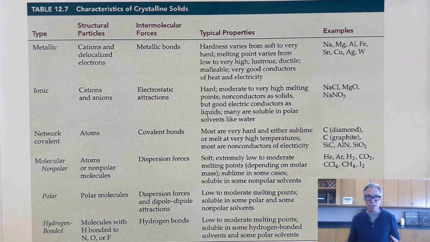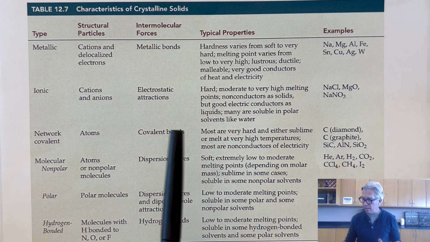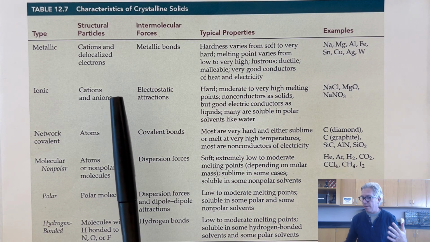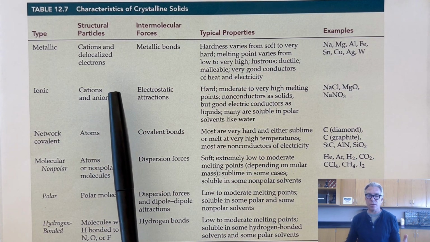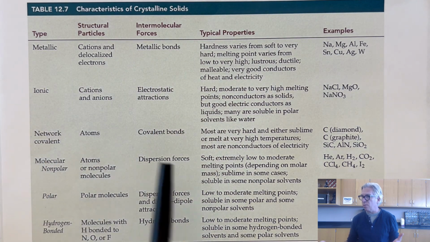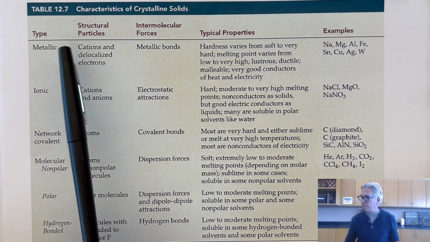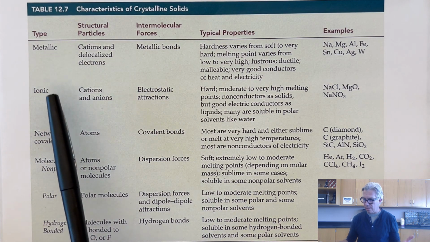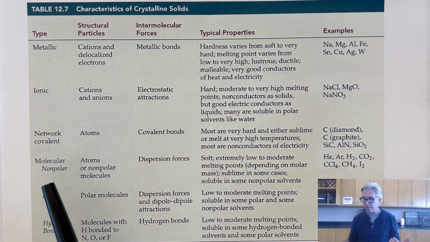Before we get into the questions, I thought we'd take a look at a table something like this. You might have a table like this. There's plenty of them on the internet. I highly recommend getting one if you don't have one already, and kind of working your way through and just getting familiar with what's on here. It lists the types of solids: metallic, ionic, network covalent, and then three types of molecular or covalent solids: nonpolar, polar, and hydrogen bonded.